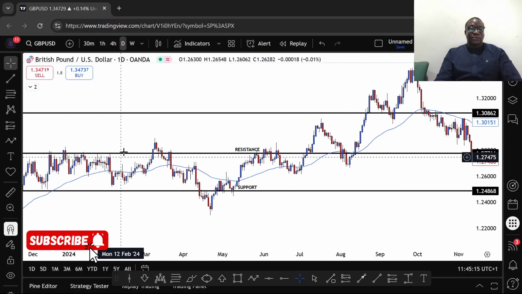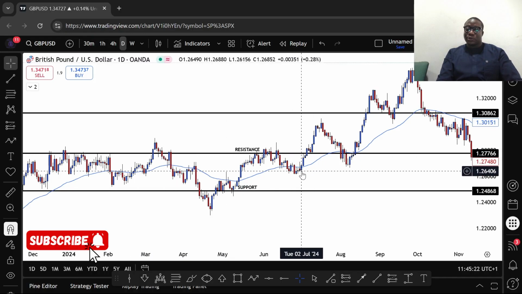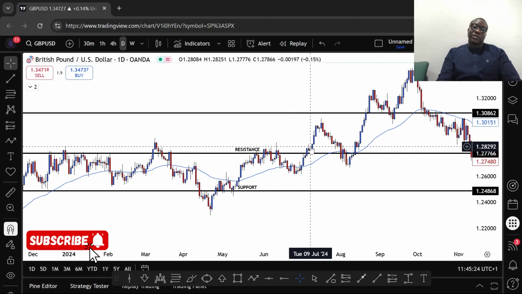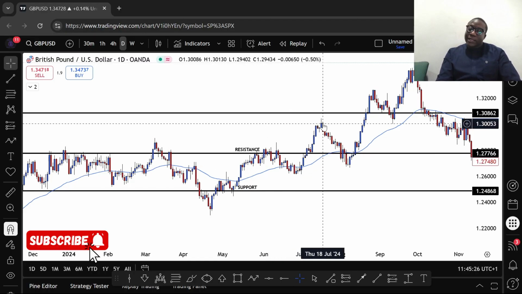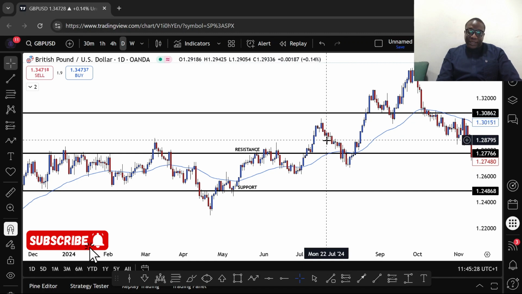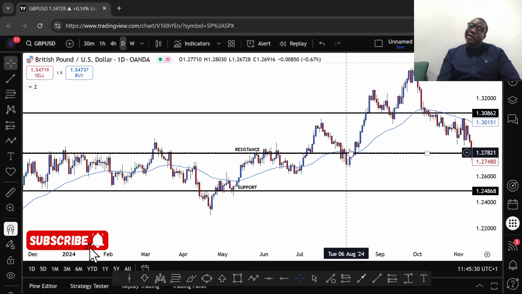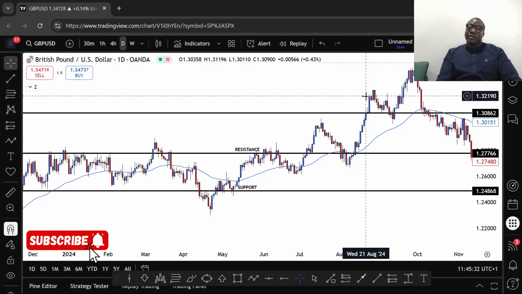Let me use here again, to give another example. We had this support tested multiple times. We had this resistance that we tested multiple times. The market broke above it, tested it, and gave us a reaction. The market came back down, gave us a reaction.